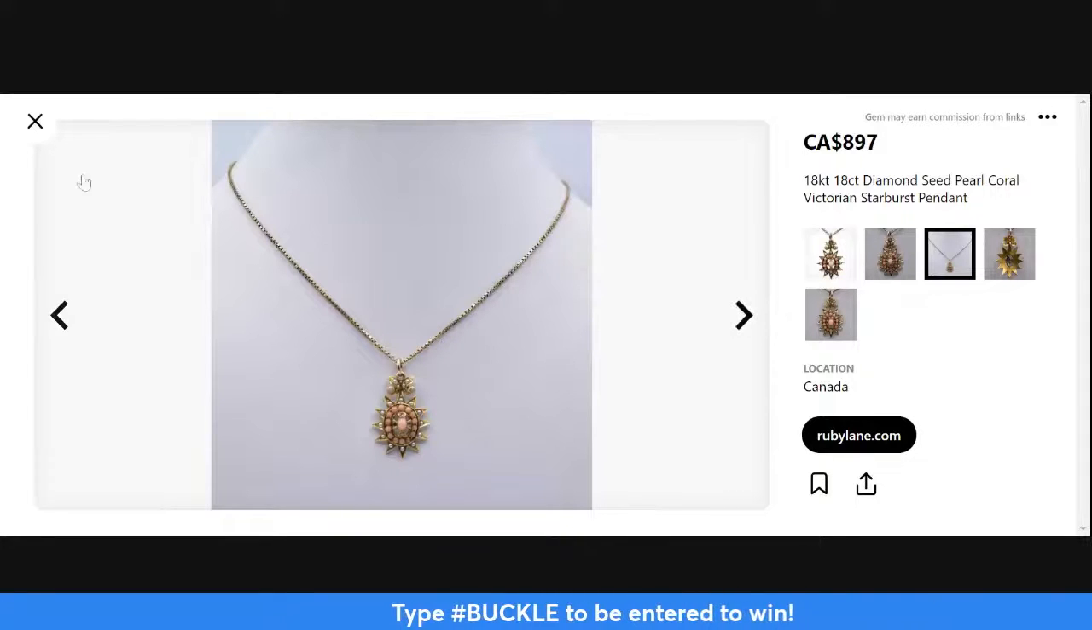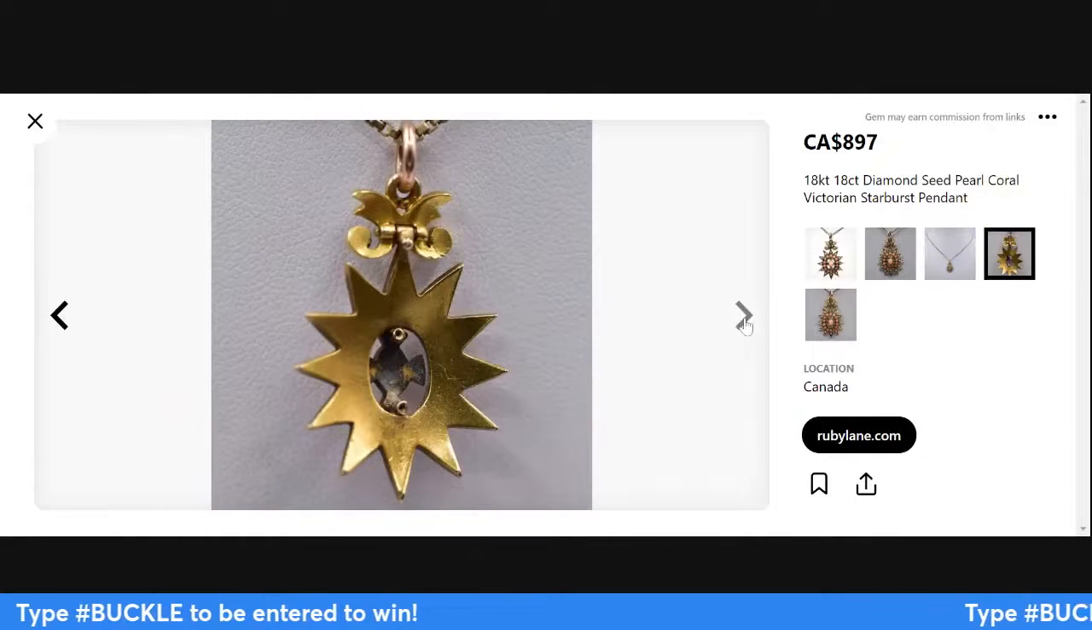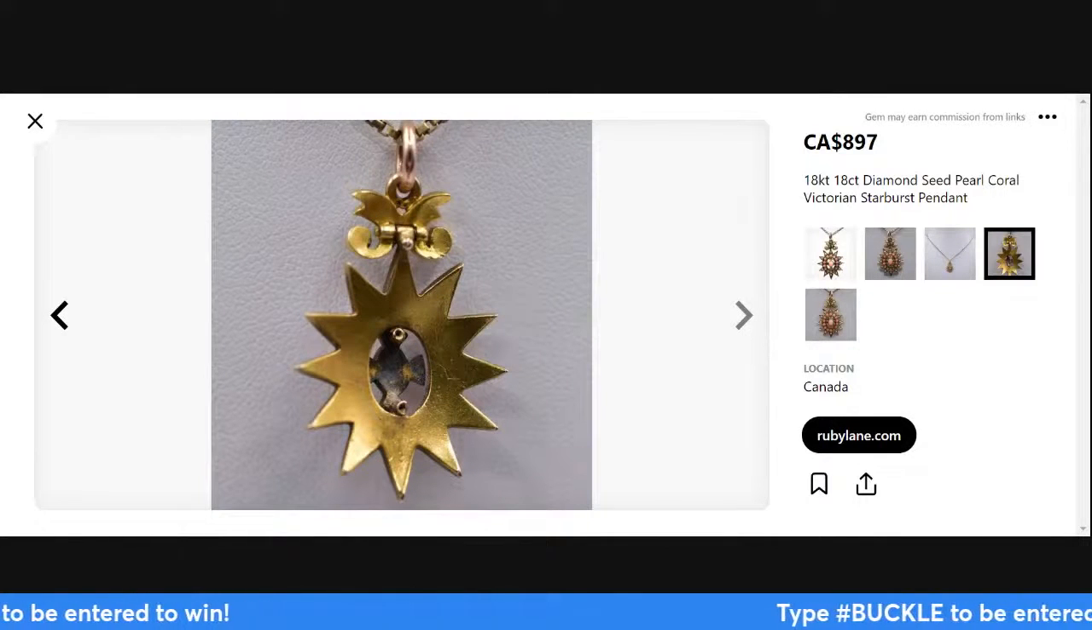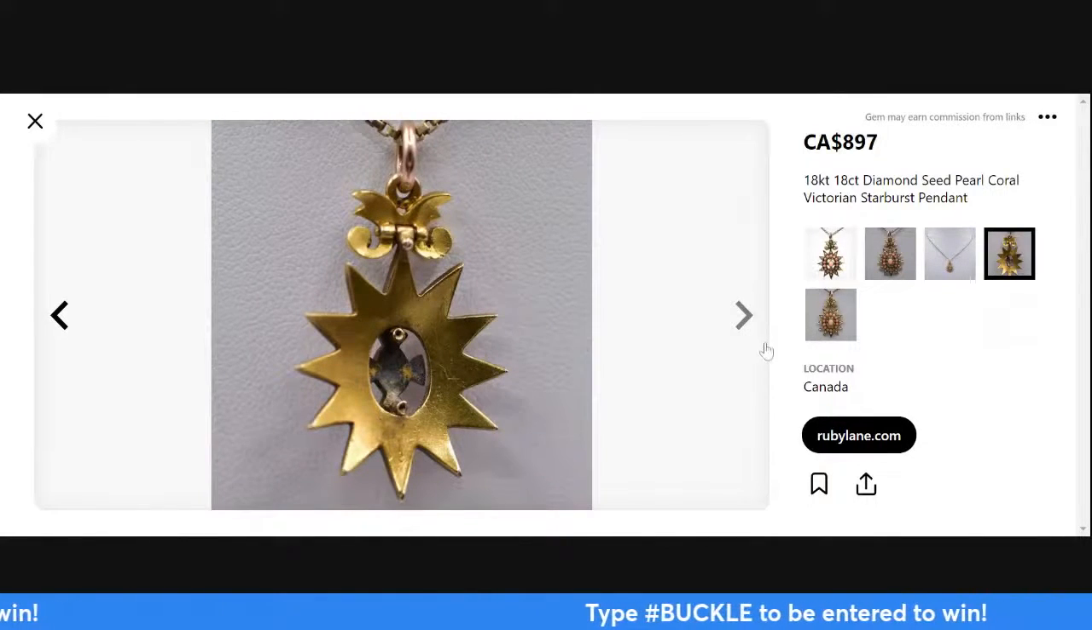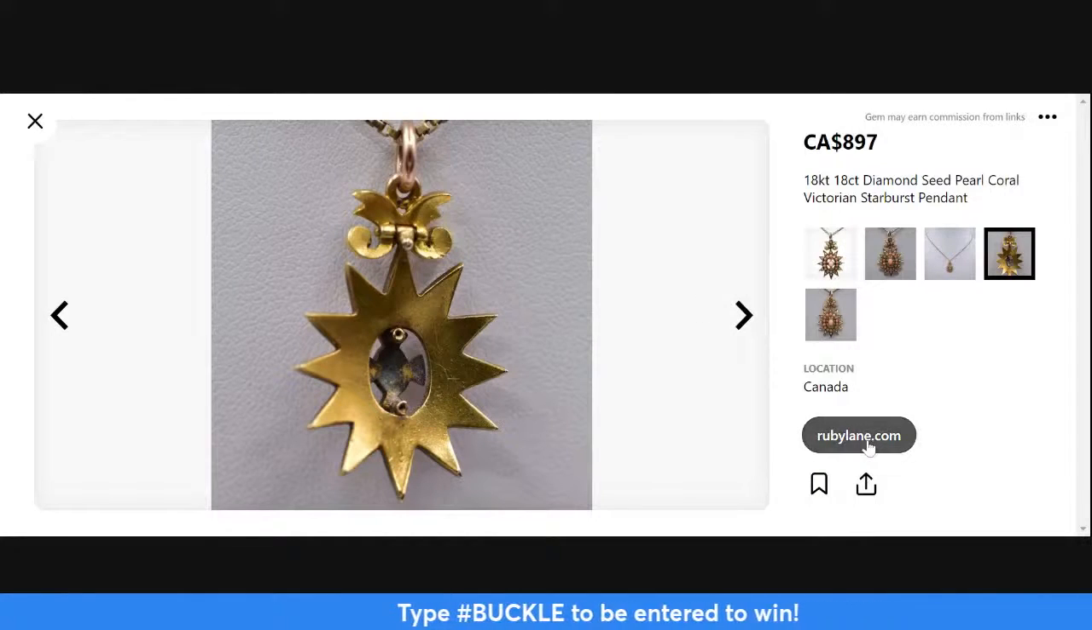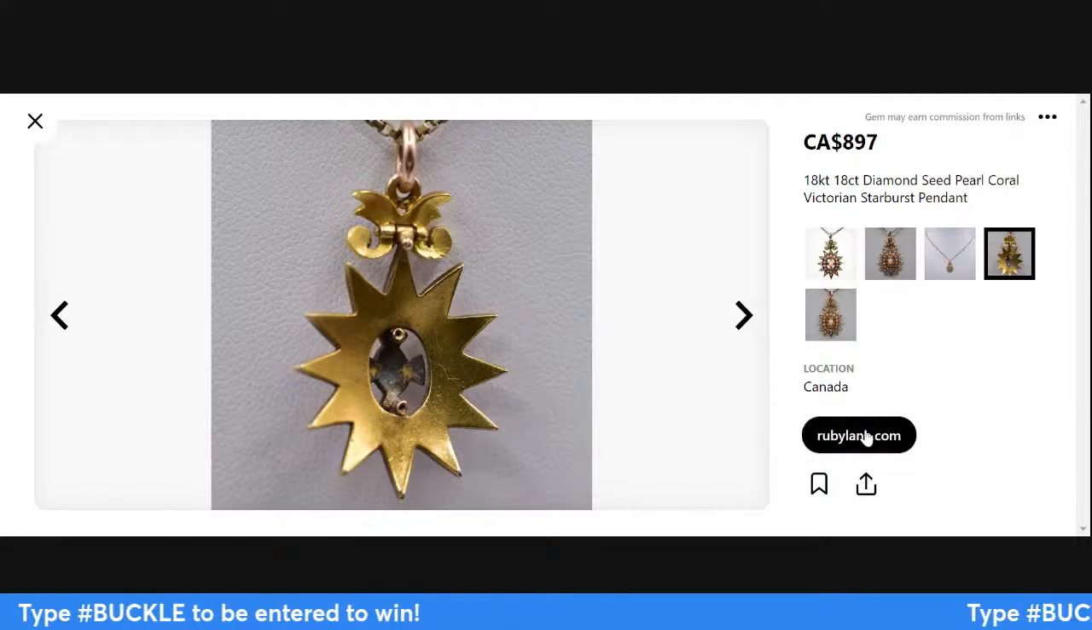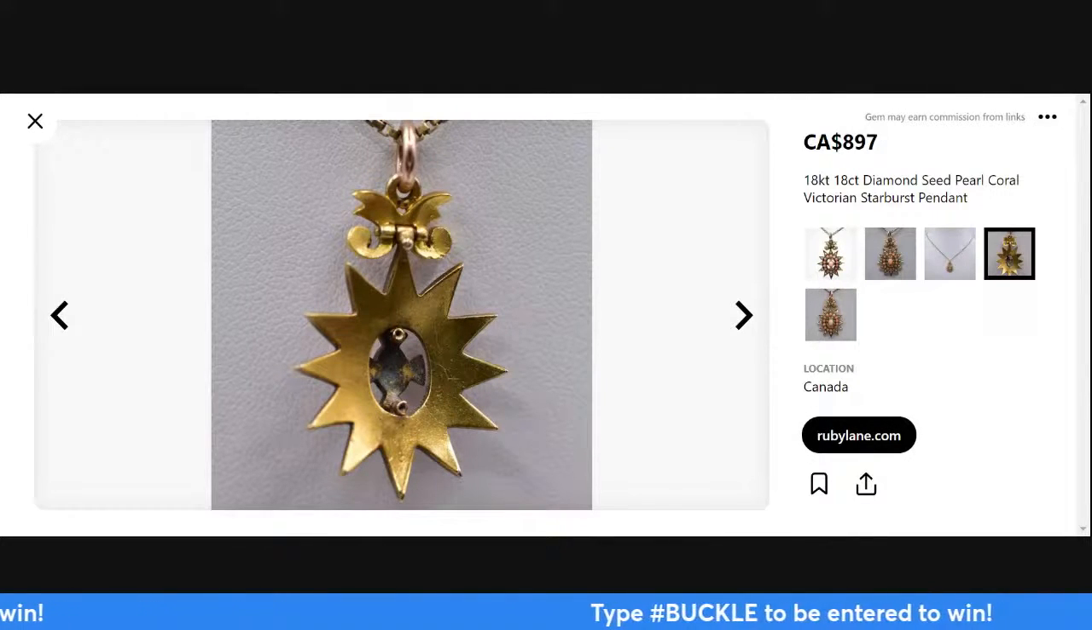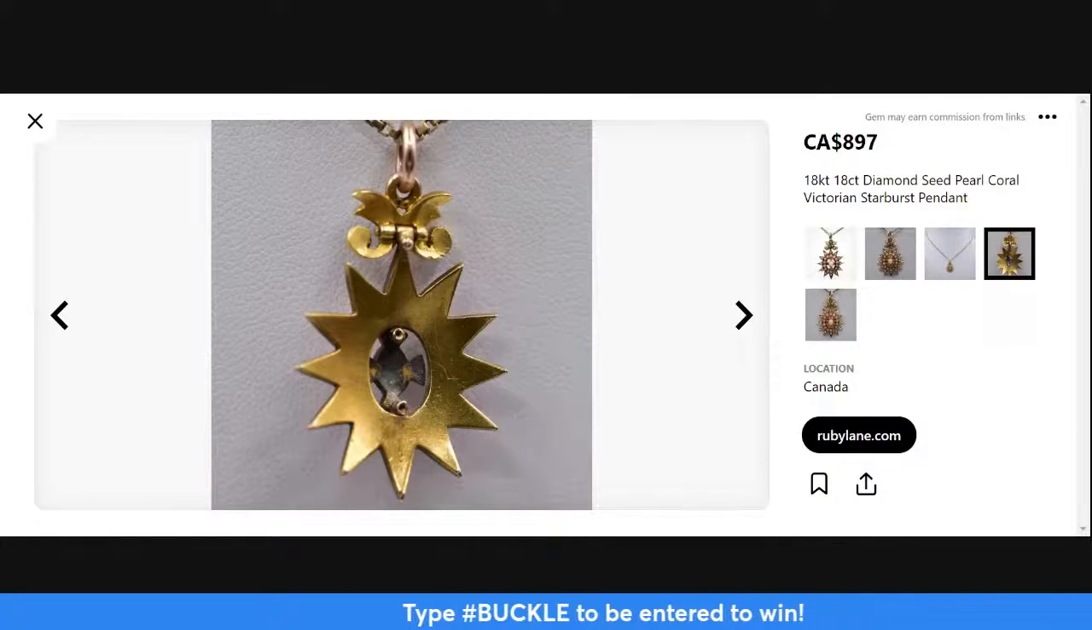Black enamel buckle pin boat. This is beautiful. And it looks a little bit small. It looks like it was a brooch conversion. So let's go to this listing. I'm going to click on it, and then I'm going to take us to the listing itself.